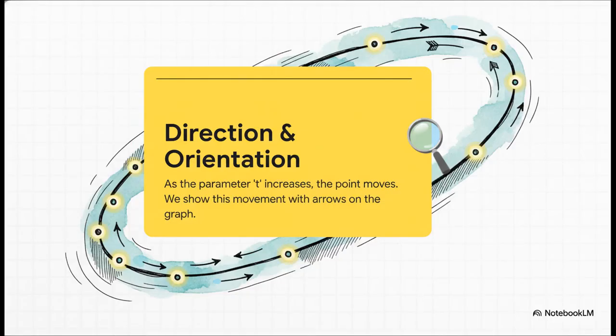Now, this is where it gets really, really cool. As t ticks forward, as time passes, our point has no choice but to move. It's on a journey, and that journey gives the curve a direction, what we call its orientation. We show this with little arrows right on the graph. Those arrows tell the entire story. Here's where it started, here's the path it took, and here's where it ended up.